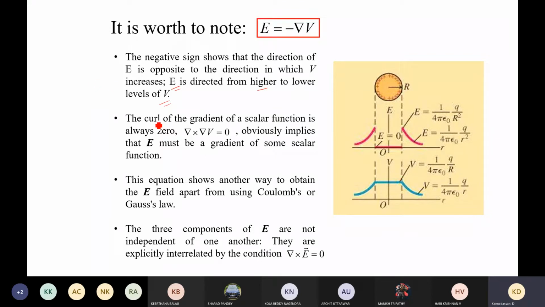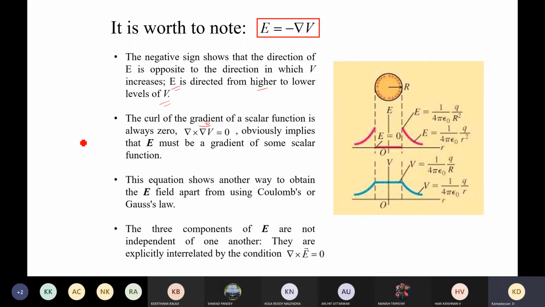Okay. So the curl of the gradient is always zero. This clearly indicates that. So we know about that. This is the electric field, and this del cross E is already zero. We already know about that.